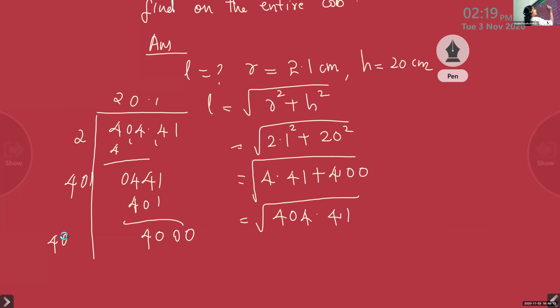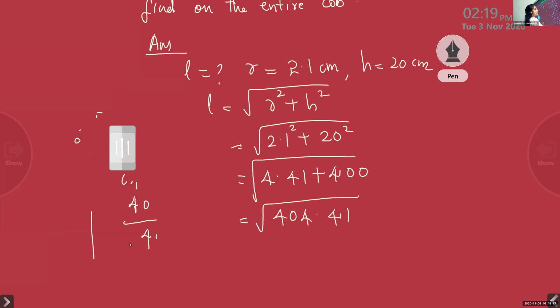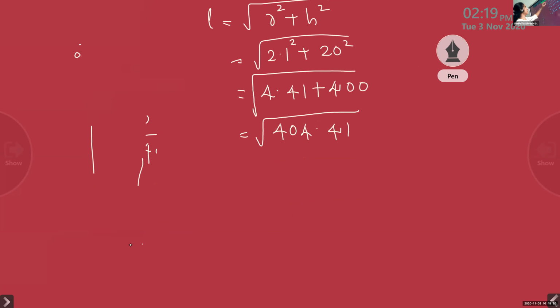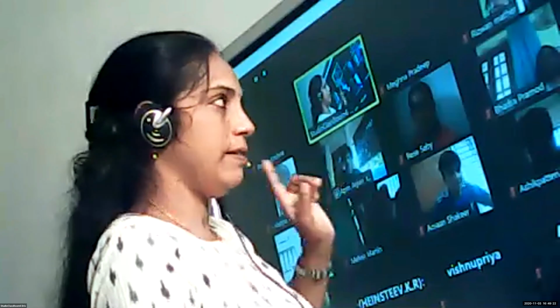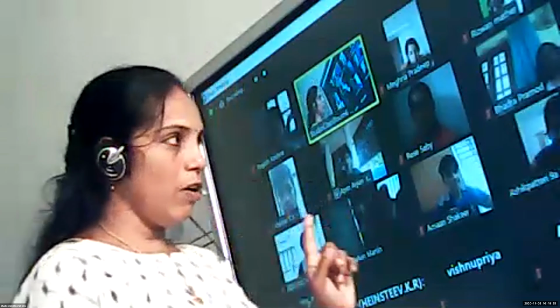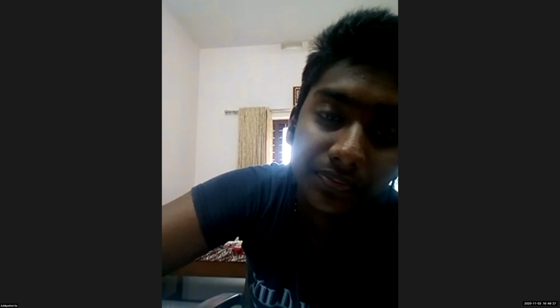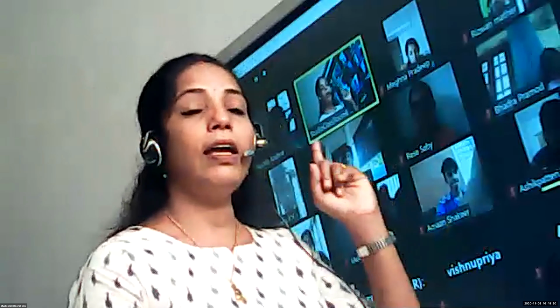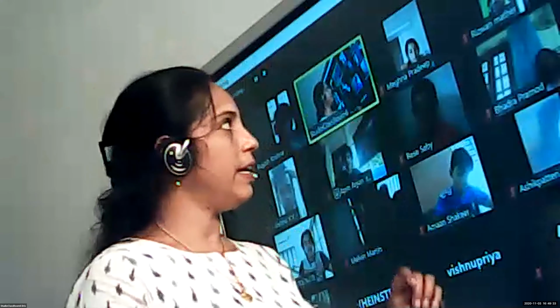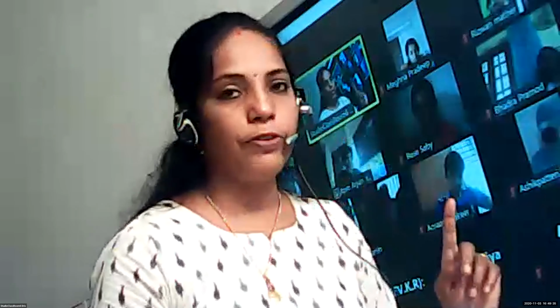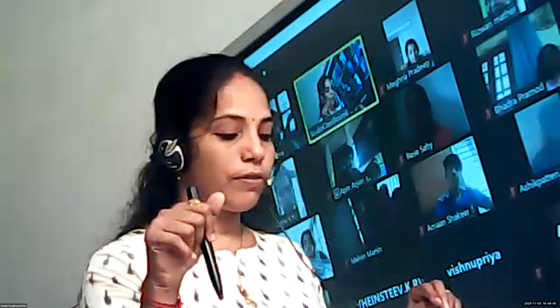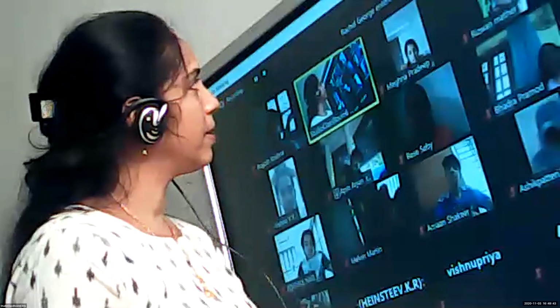Okay. Anybody got the answer? Find the answer. Okay, children, find the answer and come tomorrow. I will ask tomorrow. For the corn cob, you have to find slant height and find curved surface area, and into 4 you will get. After finding L, you should find CSA. And when you get the answer of CSA, you multiply with 4. Clear, children? Okay, find the answer and come.